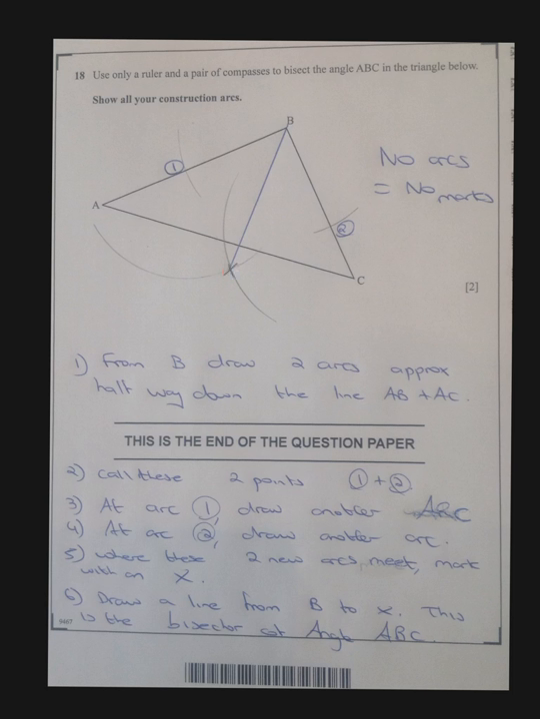Okay, so you can see here I've said at arc 1 draw another arc. So at arc 1 you draw another one. At arc 2 you draw another one. So here you draw this, and then wherever they meet you mark it, and then all you do with a ruler is you join it straight from B, and that will cut that triangle ABC in half.